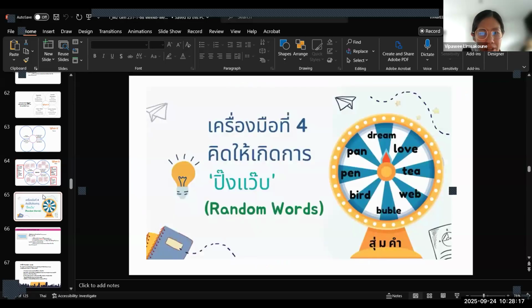It's called Random Words. You can see here there are random words. The words don't need to relate to the product or service that you would like to design. It can be any word. It can be a noun, it can be a verb. It can be something. And I want to make it clear.